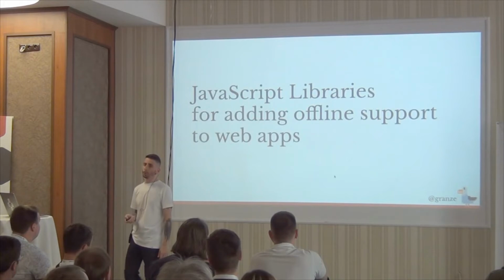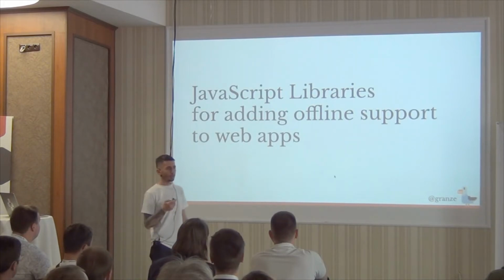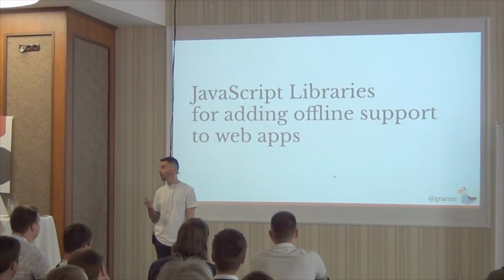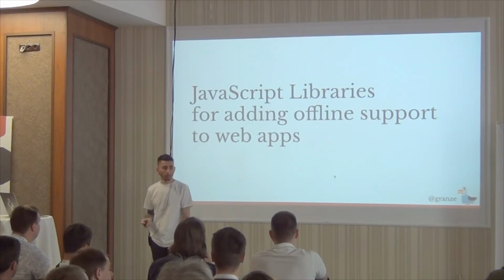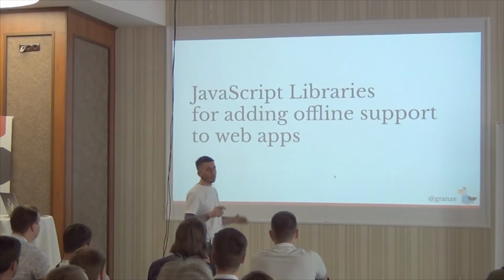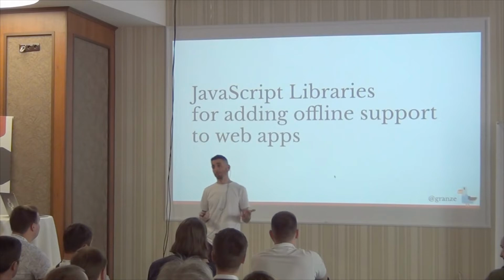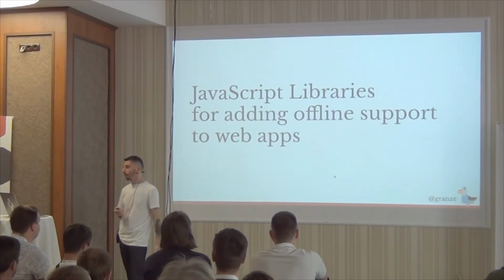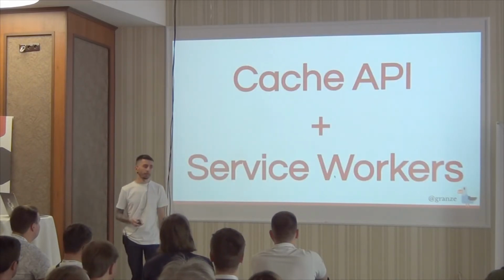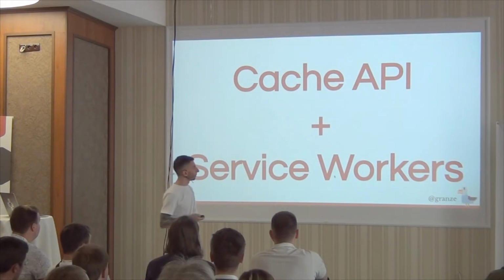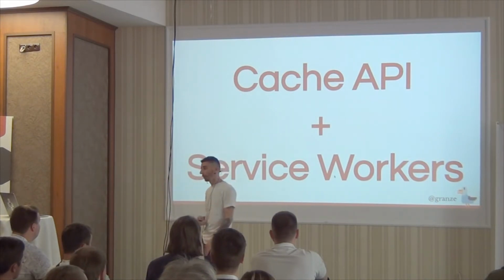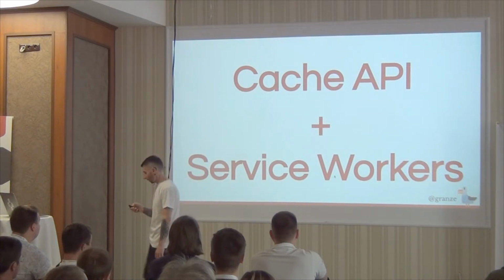So the description on the Workbox.js website is: JavaScript libraries for adding offline support to web apps. That's a kind of high-level description of the library. So what does this mean? It means that it will help us to use the Cache API and the Service Worker together to achieve a lot of cool things.